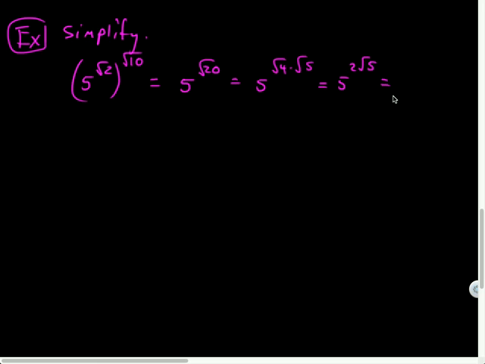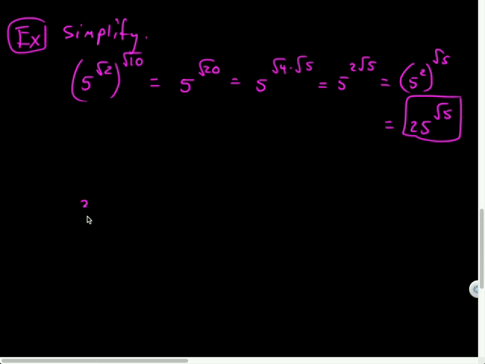If I wanted, I could do this property in reverse, where I could say that's the same as 5 squared to the square root of 5. Normally you wouldn't have to write that out. And what's 5 squared? 25 to the square root of 5. So I just want to point out that you can simplify some of these expressions.